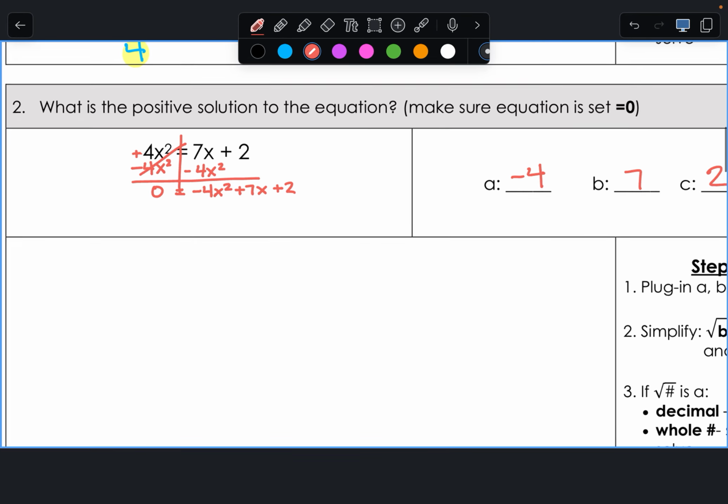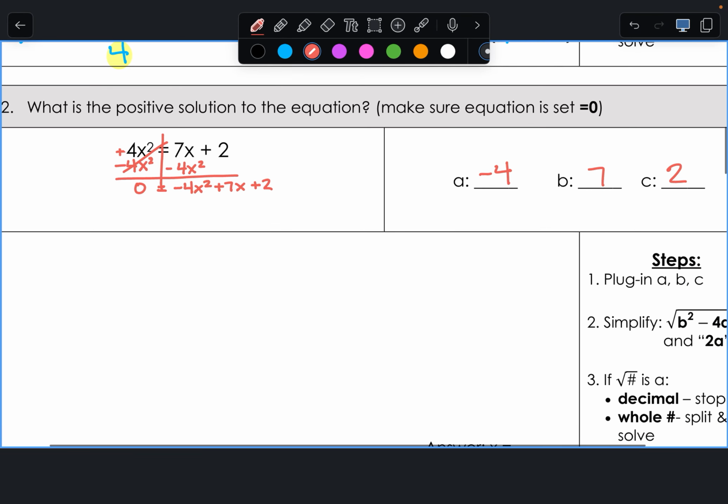Now let's plug in our numbers. The first number that we plug in is what? The opposite of B. So what would the opposite of B be? Negative 7.